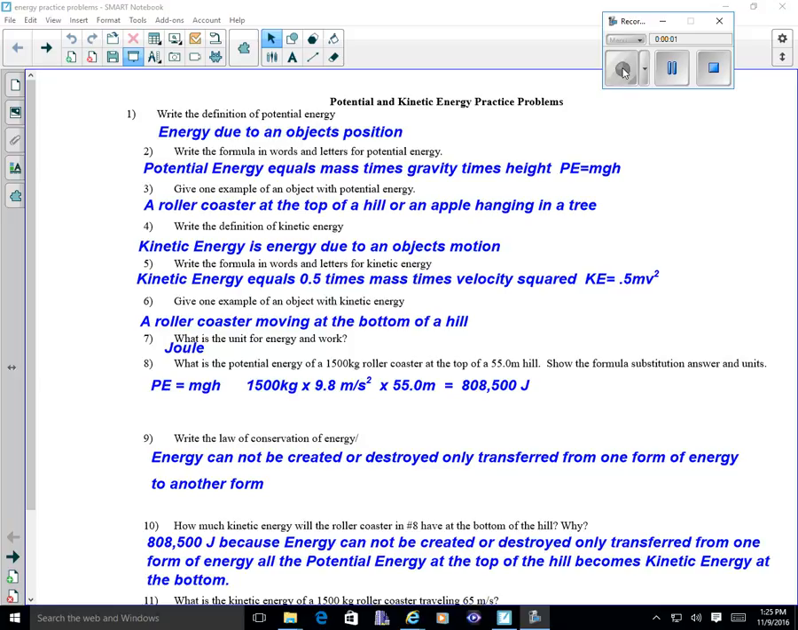Potential energy is the energy due to an object's position. So for instance, if I stand on a ladder, I have the potential to fall off. So I just gave myself more potential energy. The formula we're going to use is number 2 down here.